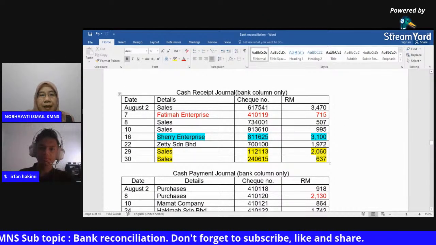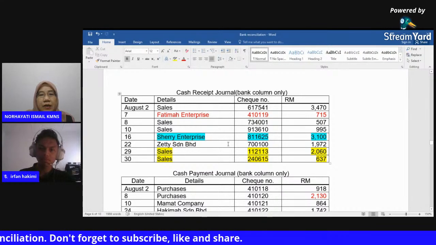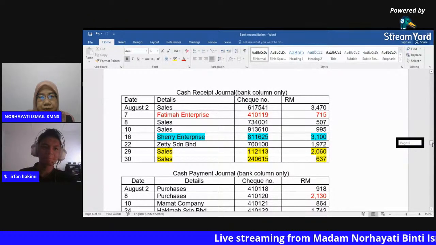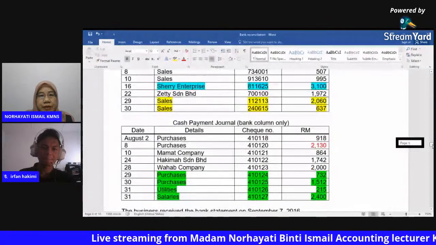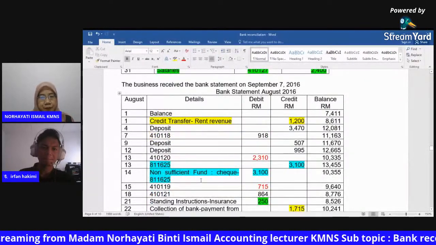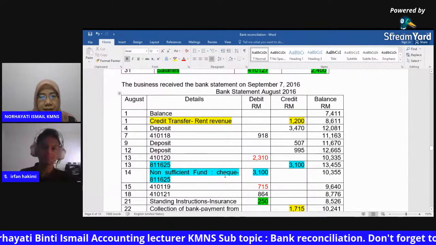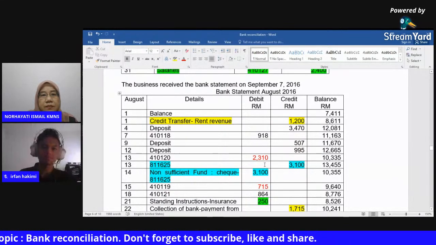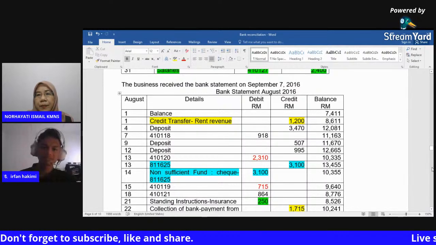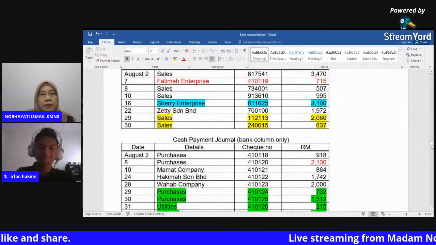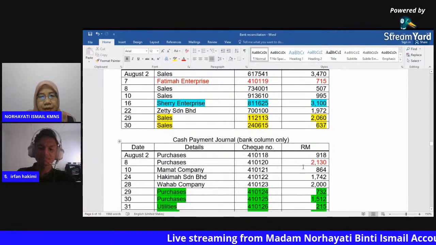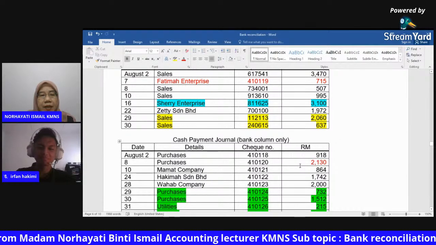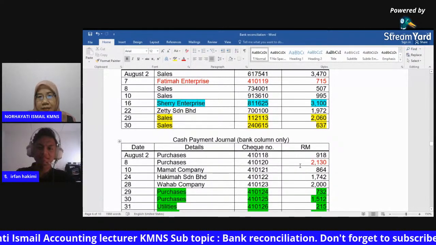And for this blue color, it represents non-sufficient fund. What should you do? We must deduct the non-sufficient fund in the cash book. So you can see in the bank statement, non-sufficient fund. So we must make an adjustment in the cash book. We must deduct this amount. And another one, 2,310. This is the correct amount. And we must compare with the cash book, and there is an error, 2130. So the error had been made in the cash book. So we have to make an adjustment.